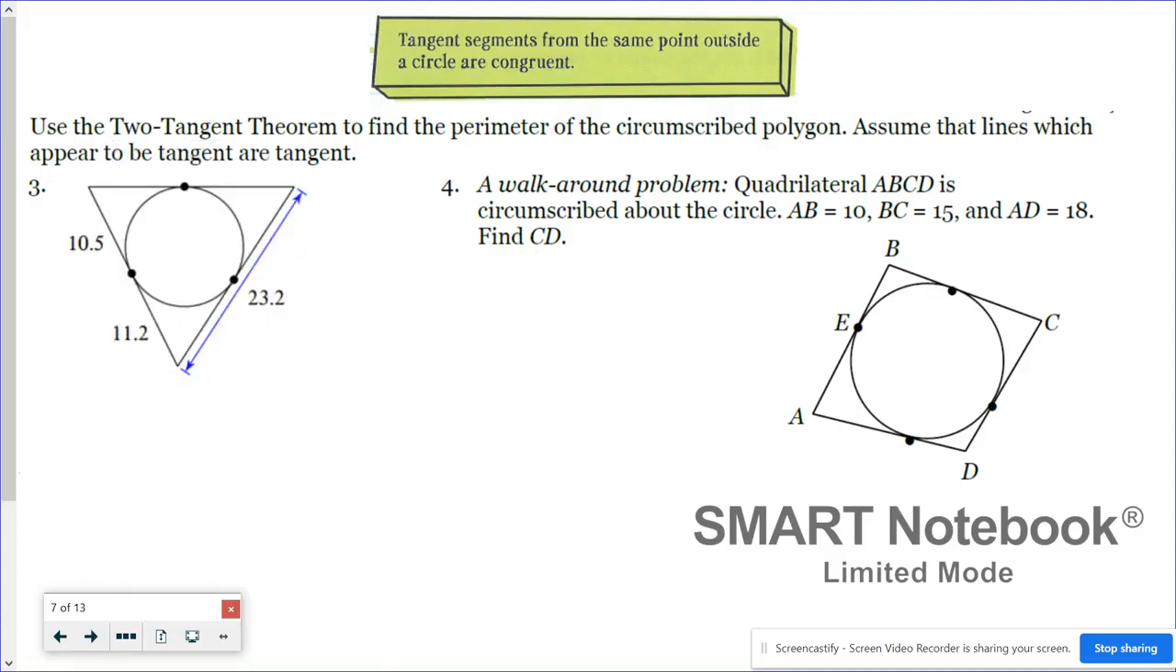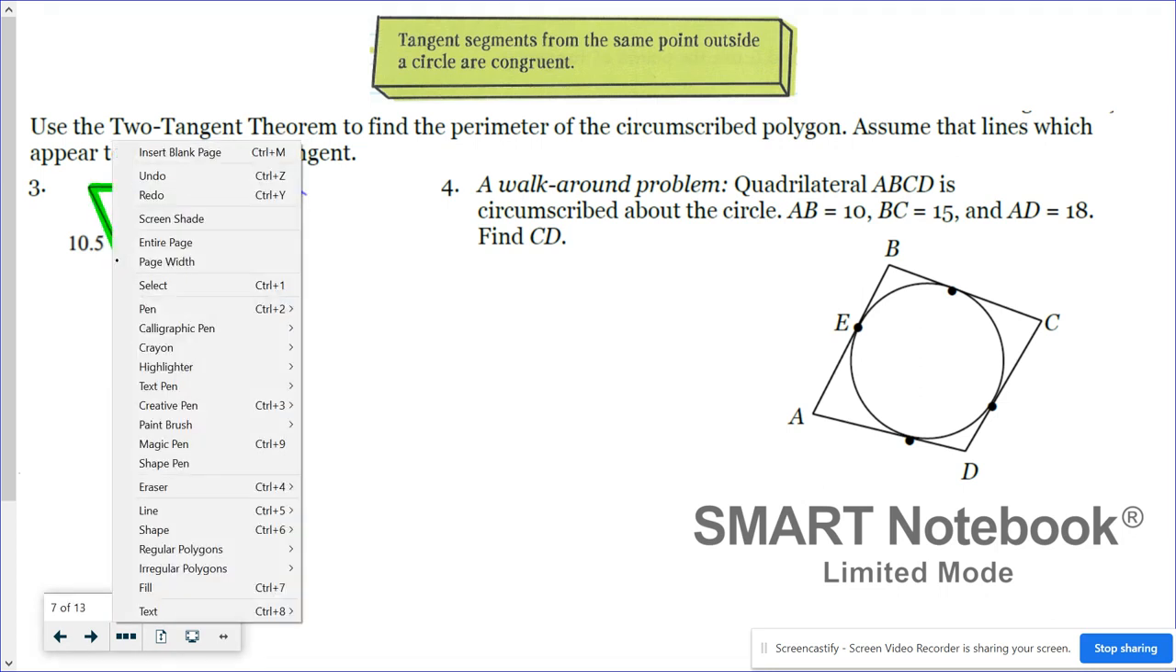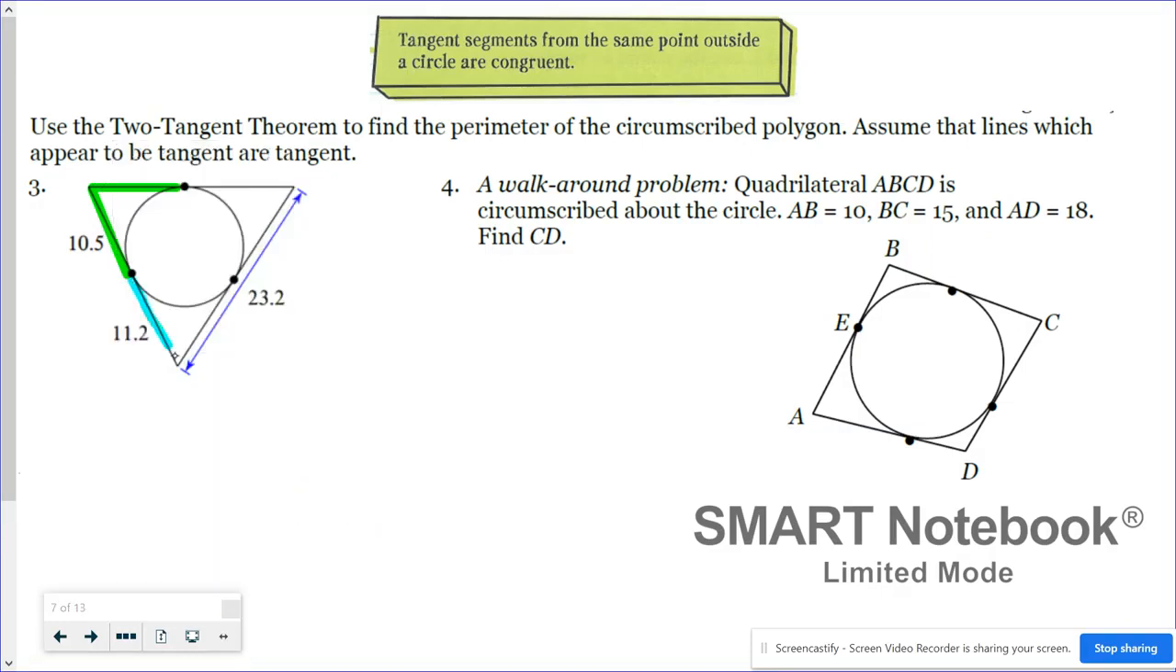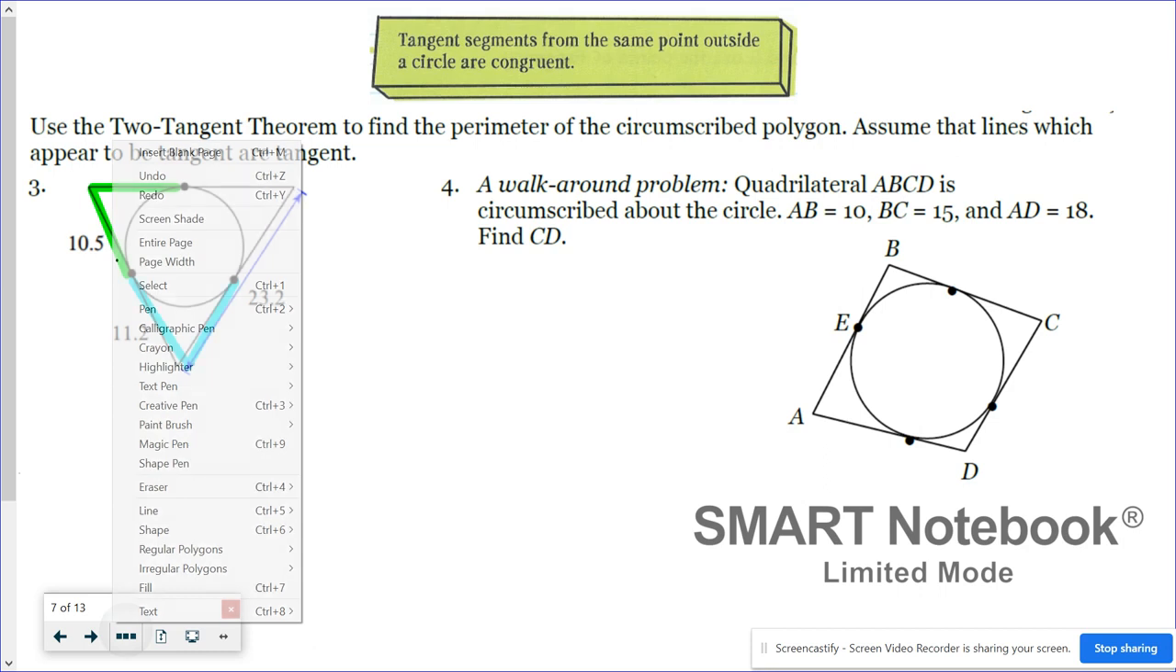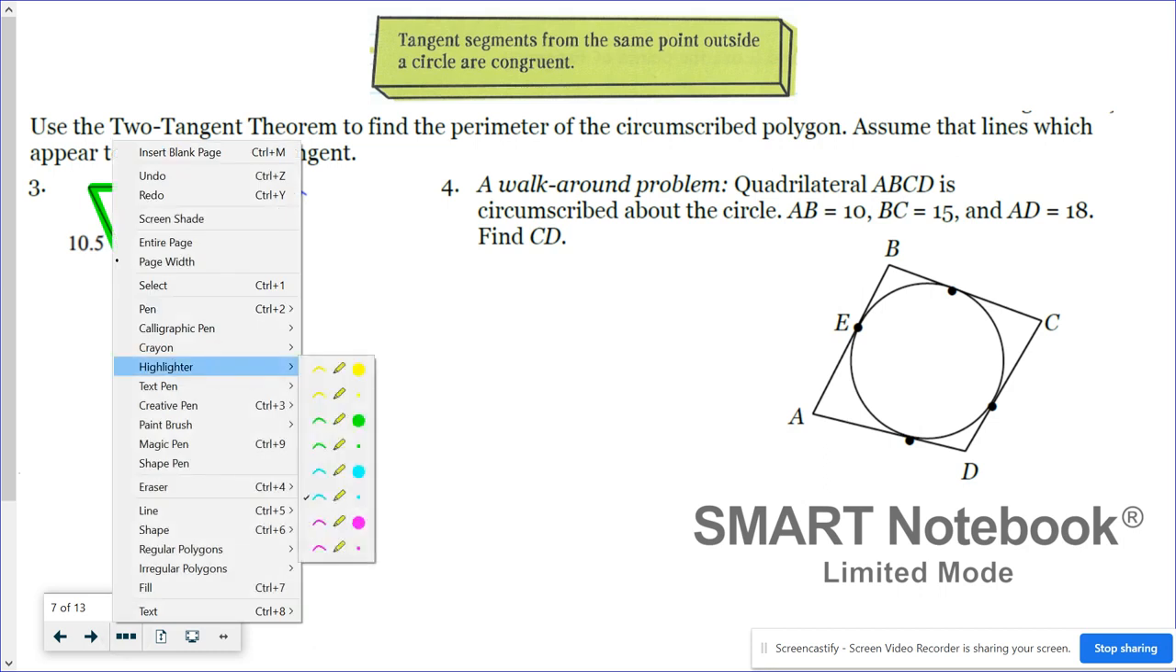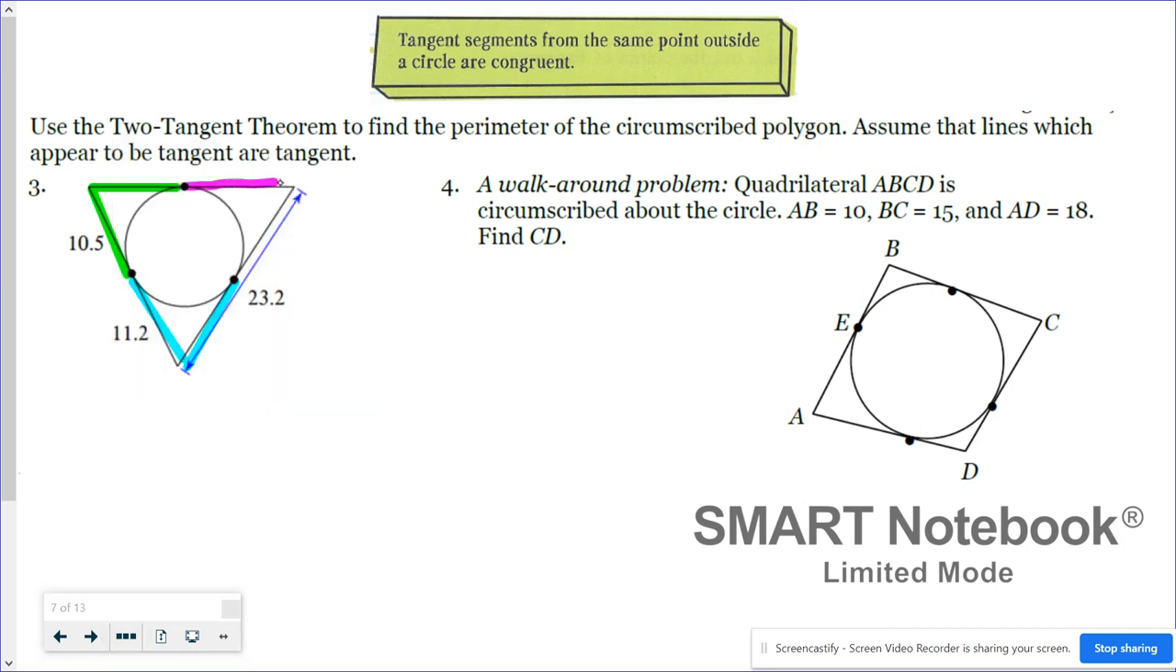So like in number 3, that means these two segments would both be congruent. The same with these two, and then of course the same with the last 2 sets, because tangents drawn from the same external point are congruent.